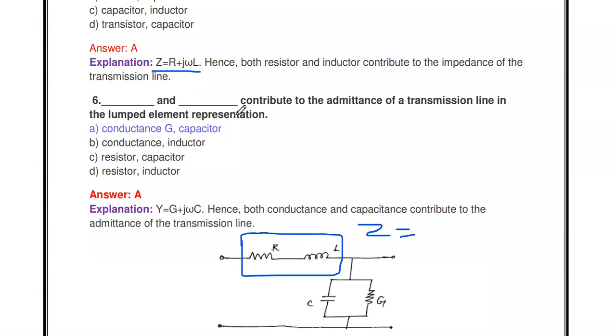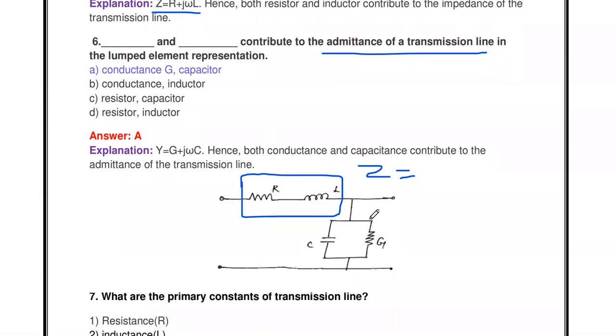Then the next one: dash and dash contribute to the admittance of the transmission line in the lumped element representation. The lumped element representation means this electrical equivalent diagram. In the shunt, the two elements, the conductance G and the capacitance C, are connected in parallel. The parallel combination of these two is the shunt admittance Y, so Y is equal to G plus j omega C. The admittance of a transmission line consists of two elements: one is conductance, another is capacitor C. So A is the answer.